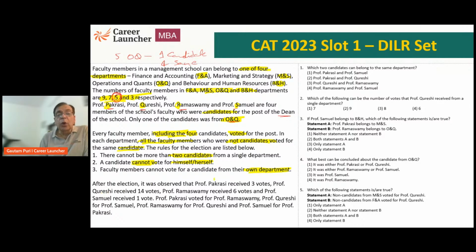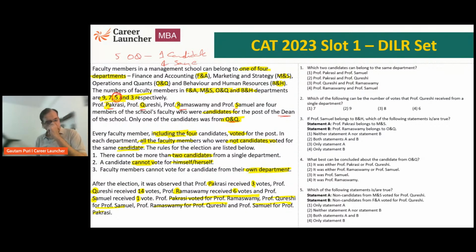After the election, it was observed that Professor P received 3 votes, Professor Q received 14 votes, Professor R received 6 votes, and Professor Samuel S received 1 vote. Professor P voted for Ramaswamy, Professor Q voted for Samuel, Professor Ramaswamy for Qureshi, and Professor Samuel for Proctor.